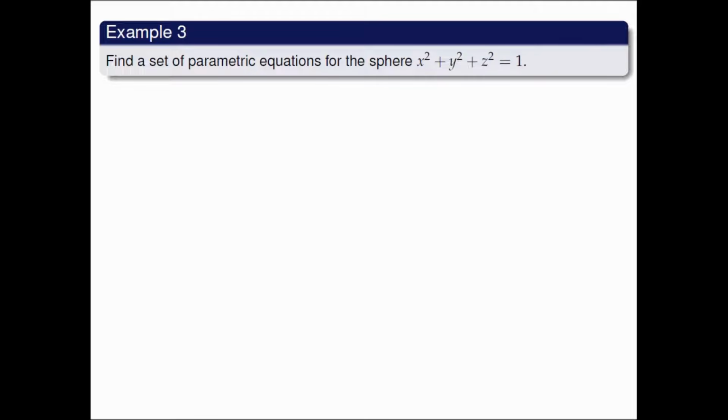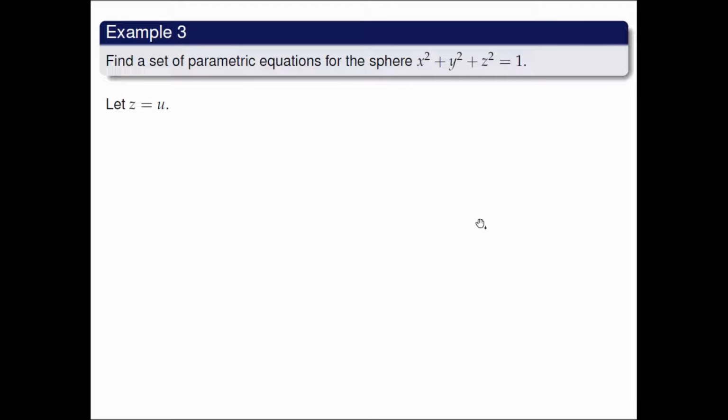Dun sa previous example, yung pinarameterize natin is a portion of the sphere where z is greater than or equal to 0. This time, we will parameterize the entire sphere. Hindi na natin pwedeng gamitin yung technique na ginamit dun sa previous example since we now have z equals plus or minus square root of 1 minus x squared minus y squared. Since z can be positive and z can be negative also. So what we do here is we let z equals u.